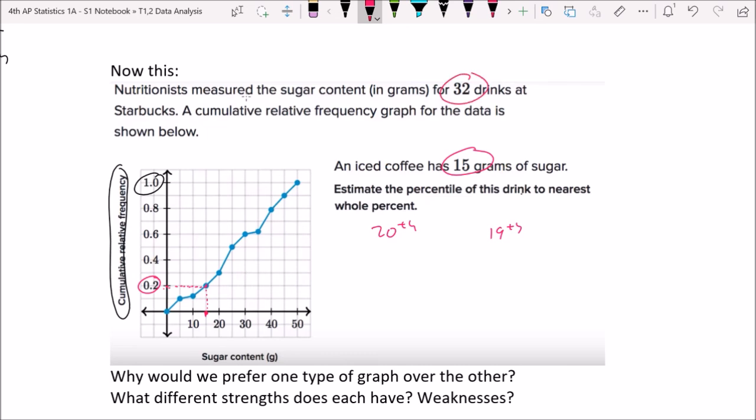Now, this question they told us, but if they don't tell us, I can't just look at the graph and know what the total number of data points are, in this case, the total number of drinks. So that's a strength and a weakness of each.